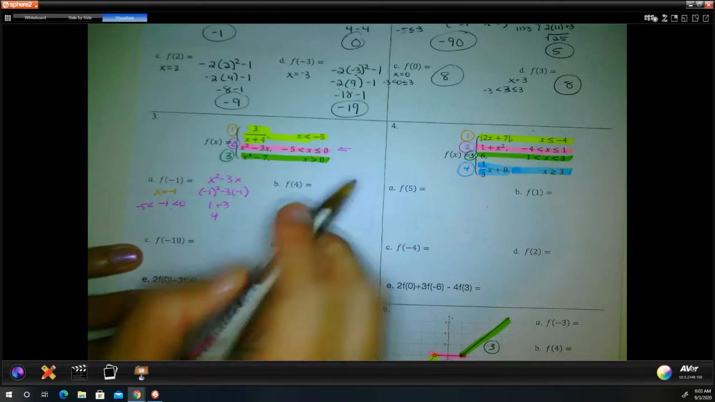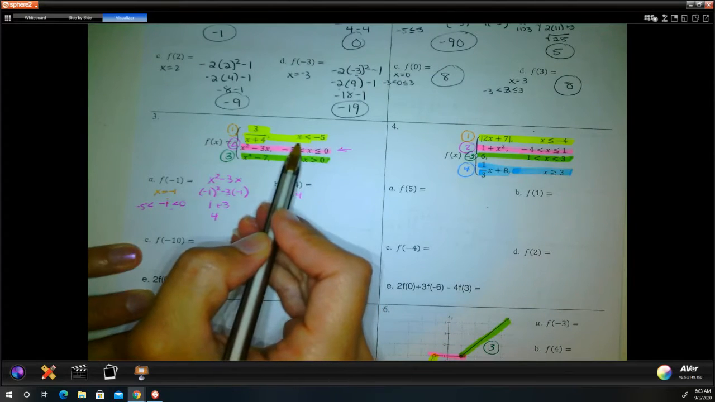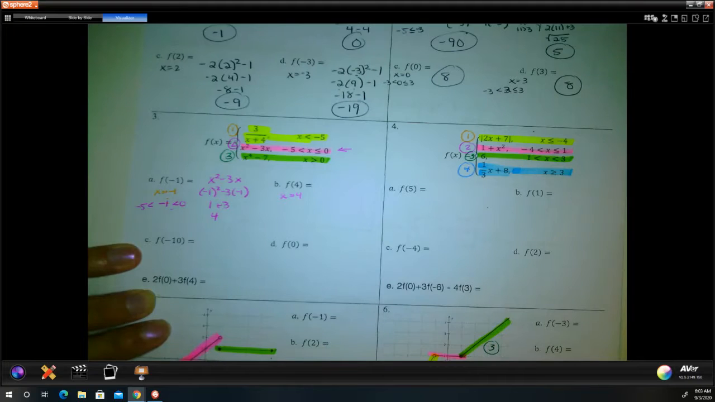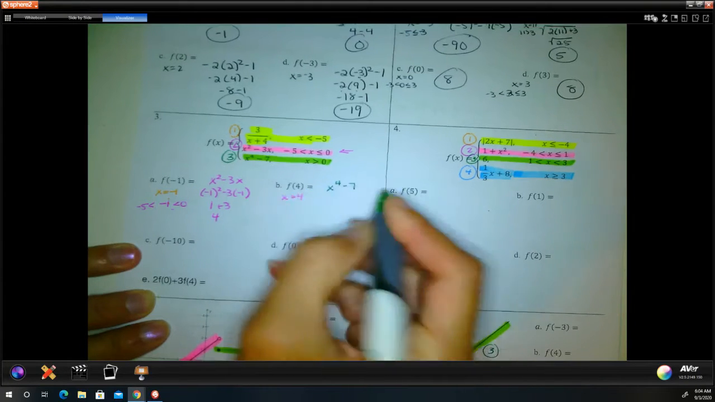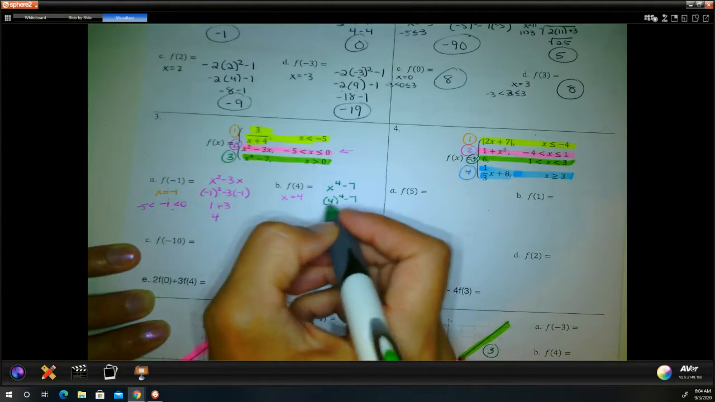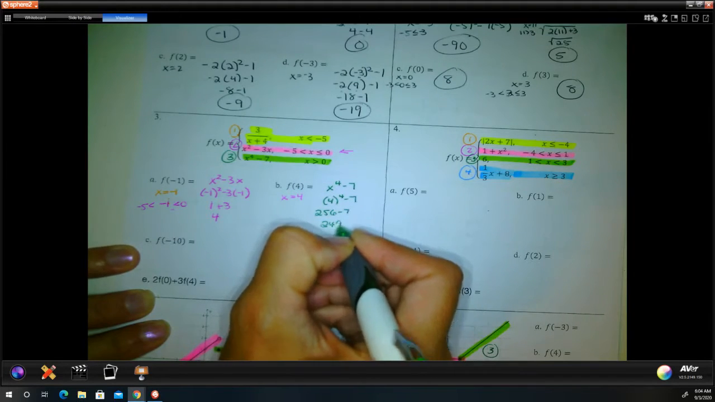Okay, next one. x equals 4. So 4 is not less than or equal to -5. It's not in between those. It's greater than 0. So I'm going to look at x to the 4th minus 7. So 4 to the 4th minus 7. 4 to the 4th is 256 minus 7 gives me 249.